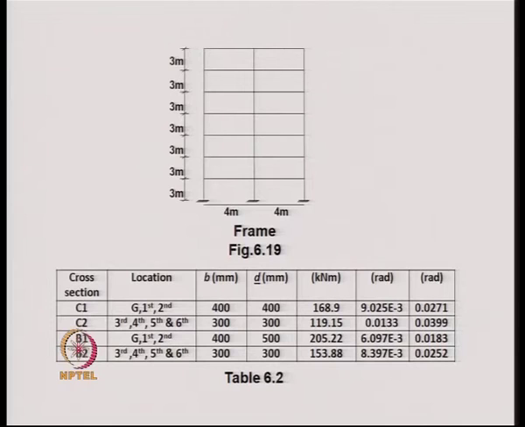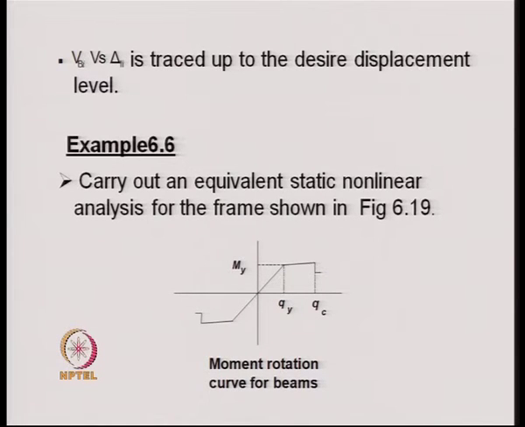The problem of a frame is solved here using the pushover analysis. This is the moment rotation curve for a particular beam, and we can see that we are specifying it will not be qy and qc, it will be theta y and theta c. Theta y indicates the yield rotation, and correspondingly we define a yield moment, and theta c is the rotational capacity or the maximum rotation that we allow at the plastic hinge.